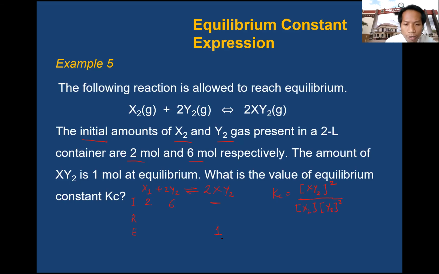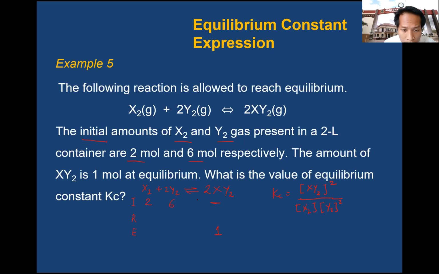So you have to know the value of X2, Y2, and XY2 at equilibrium, then put it into this equation. The problem here is how to find the equilibrium values for X2 and Y2. For Y2, it is already given in the equation, it is 1. But for X2 and Y2, it is not given, so you have to find it.